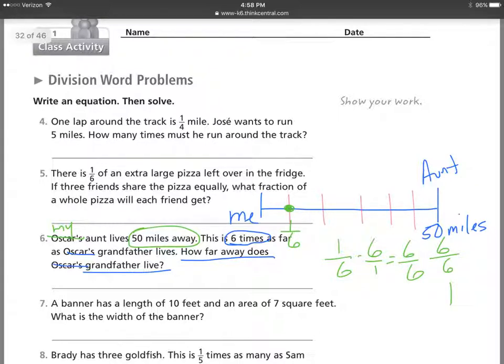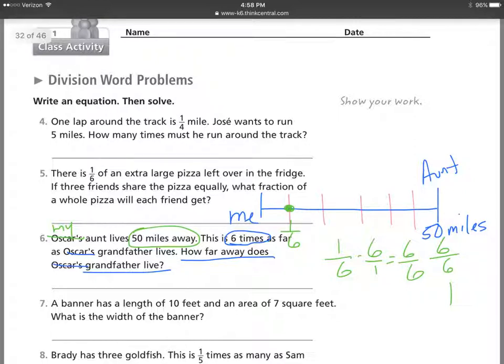Now, if we knew what mile marker 1/6 was for each of these lines, we would have our answer here already. But in order to figure out what mile marker this is, we'll have to figure out what 50 divided by 6 is, because each of these has to be equal.